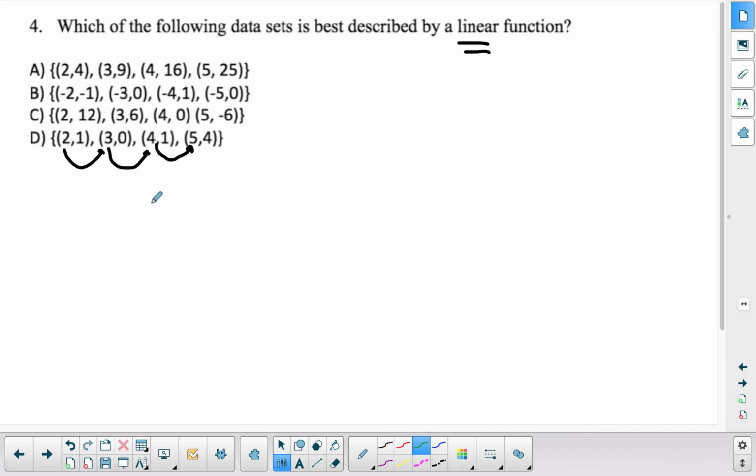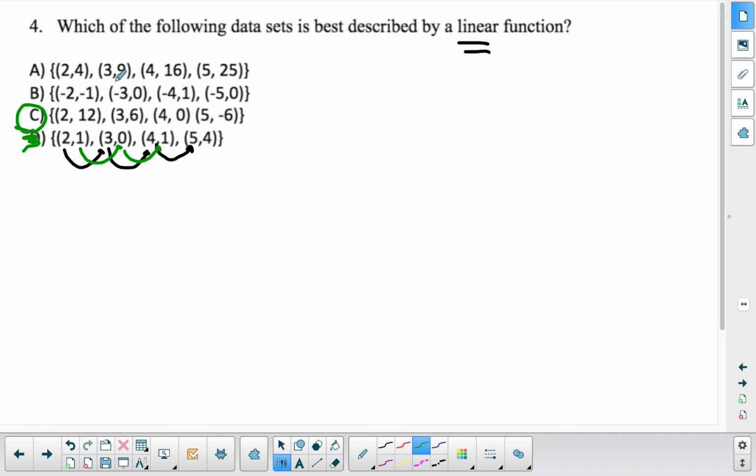Let me use a different color here. The change in y is negative 1, and then it's positive 1. Right there, the slope changes, so it can't be D. If I look at letter C, again, x is changing by 1 each step, and y is changing down 6, down 6, down 6. I would say C looks good.